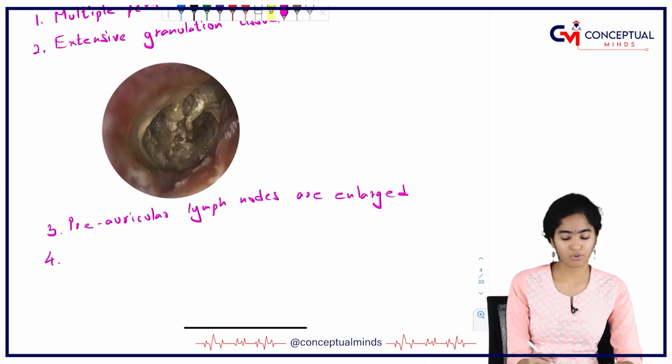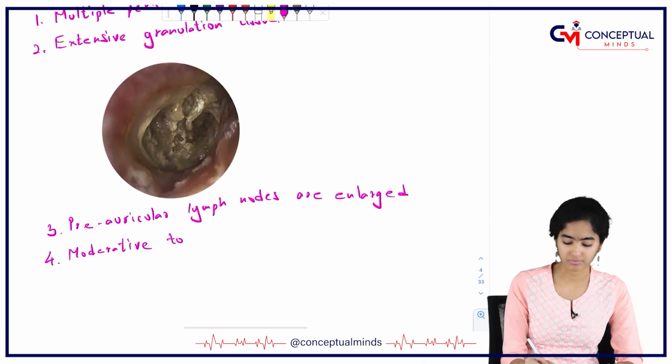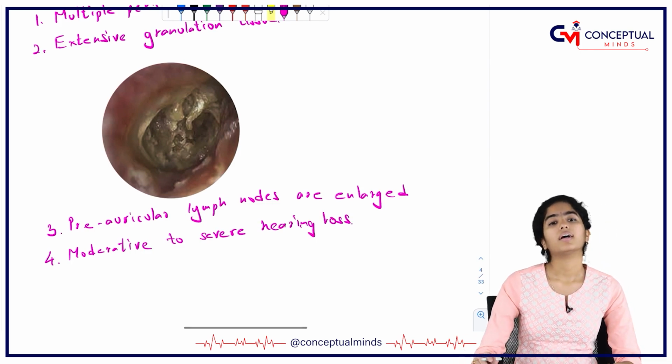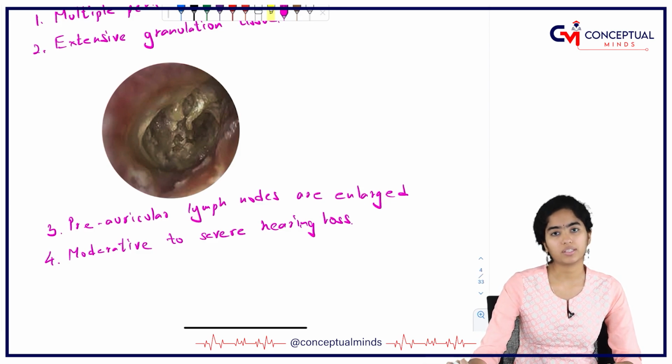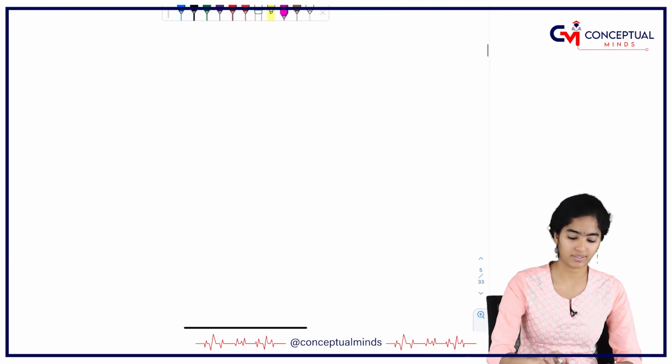Upon doing tuning fork tests, we find moderate to severe hearing loss, mostly of conductive type. These are the most important clinical features of tubercular otitis media. Now let us look into the diagnosis part.